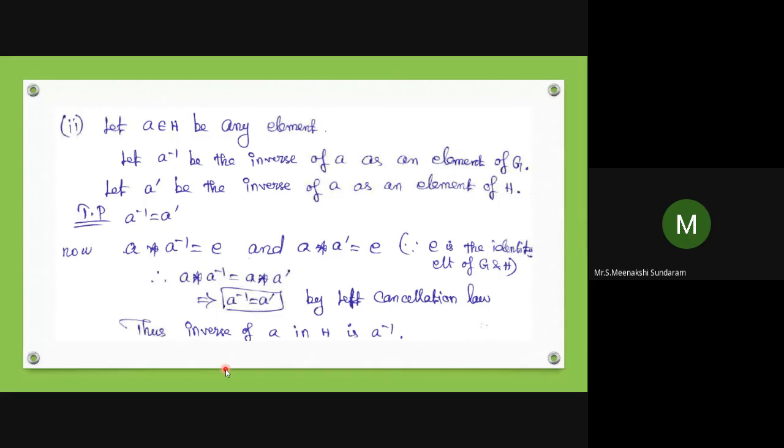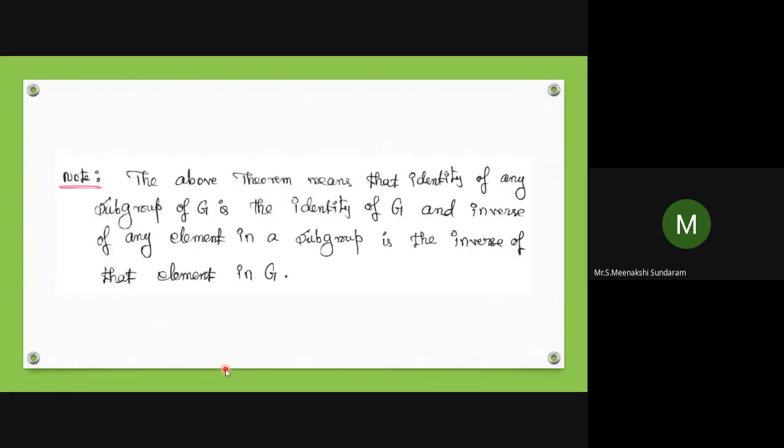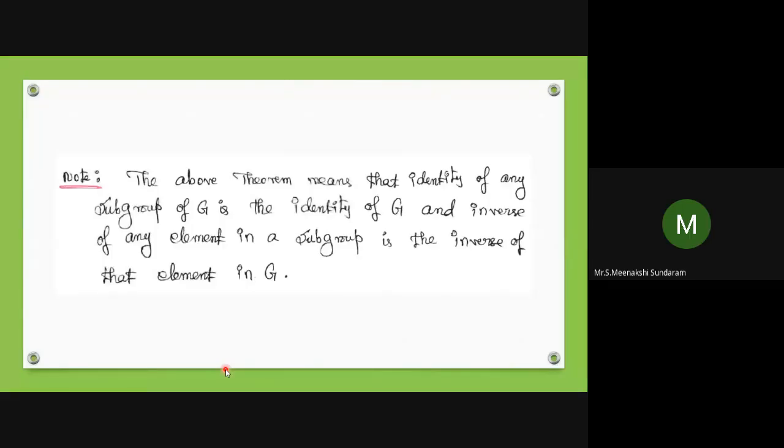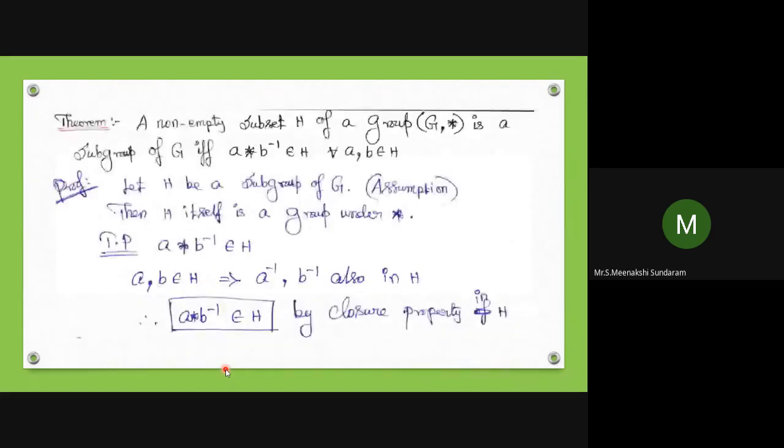Next, A belongs to H. A inverse is the inverse of A as an element of G. Let A dash be the inverse of A as an element of H. Therefore A inverse equals A dash. This is also by the same identity method; if you use the inverse property, you get that answer. The most easy one. Note 1: the above theorem means that the identity of any subgroup of G is the identity of G, and the inverse of any element in a subgroup is the inverse of that element in G.